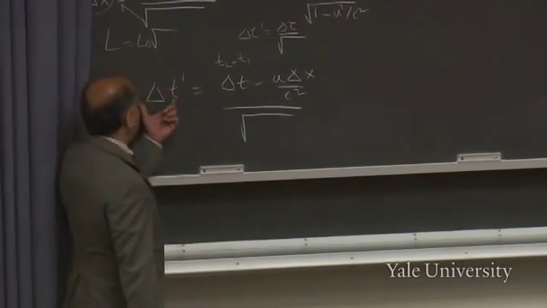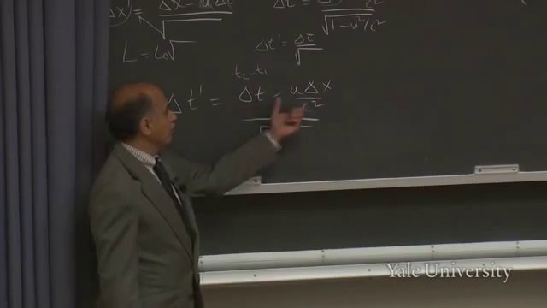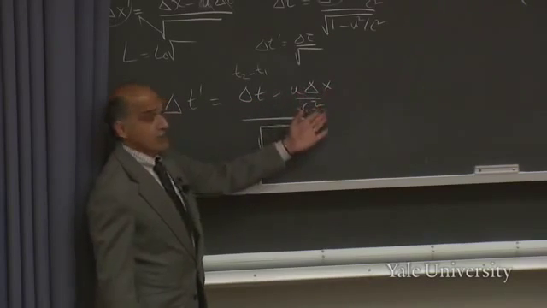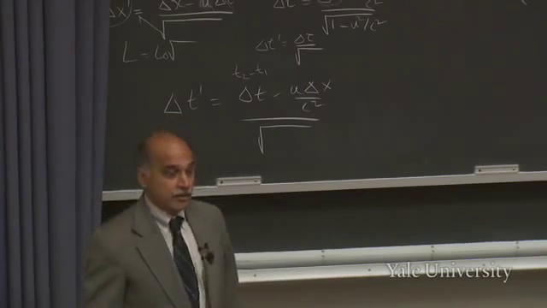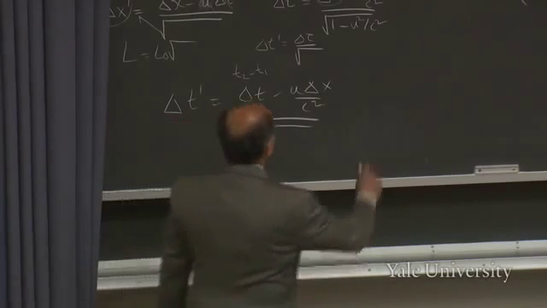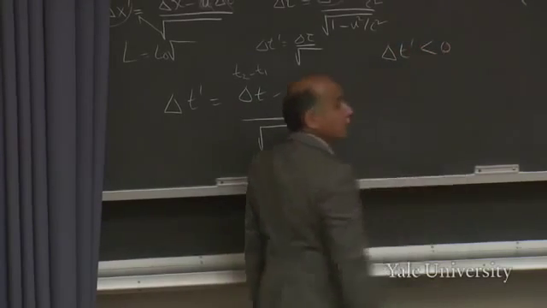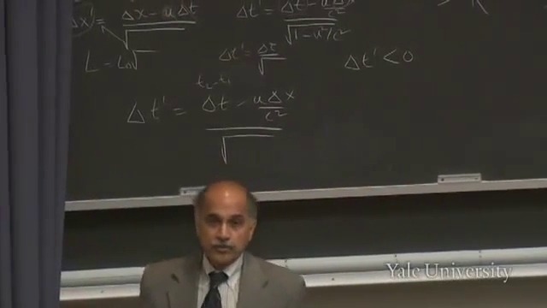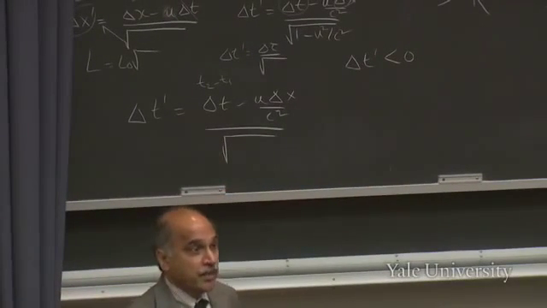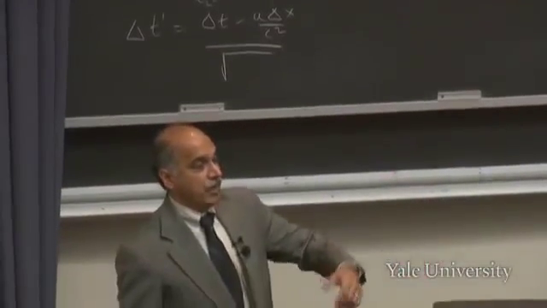Well, delta t prime doesn't have to have the same sign as delta t, because you can subtract this number, u delta x over c squared, and delta x can be whatever you like. Therefore, you can find that delta t prime could be negative for you. You got to understand that's a big deal. I say this happened first and that happened later, and you say, no, it happened the opposite way.